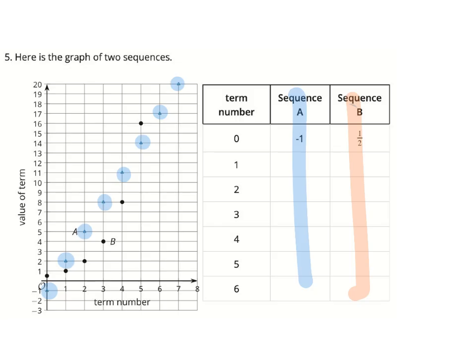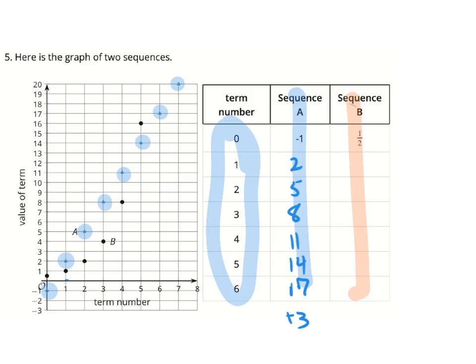Okay, so all you got to do is figure out the Y values. The Y values are your outputs. Here are your inputs right here. So, in blue, 0 is -1. Go over 1, we're at 2. Go over 1, we're at 5. 2, 5, 8, 11, 14, 17. The change is +3. This is an arithmetic sequence, and we can see a straight line. So we know that arithmetic sequences are linear, so this is linear.